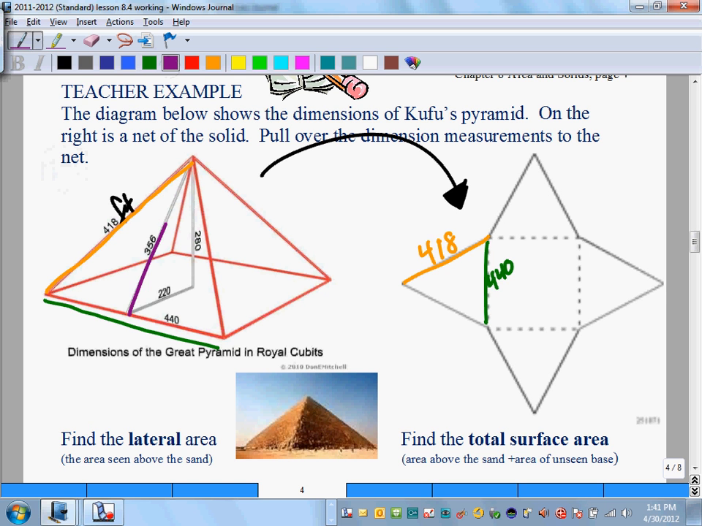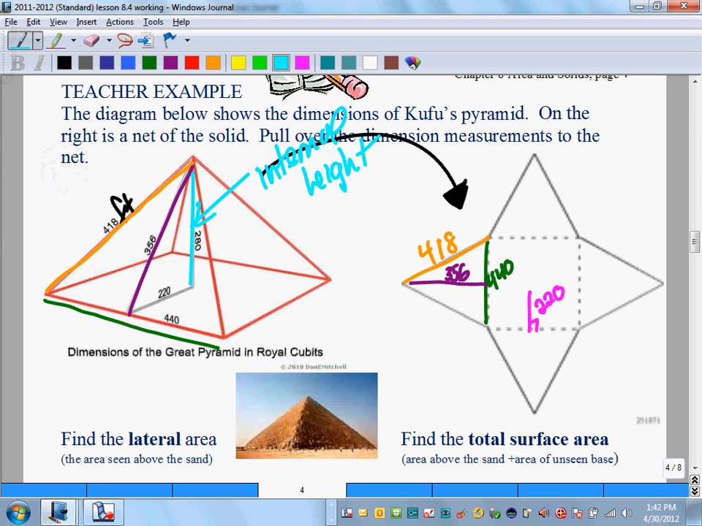Are you guys missing a number somewhere? How many of you have a number and you're not quite sure what to do with it? The 280 does not pull over. The reason why, 280 is what's called the internal height. You do not use the internal height for area. When you unfold this into a flat surface, the internal height disappears. So these are all the units.